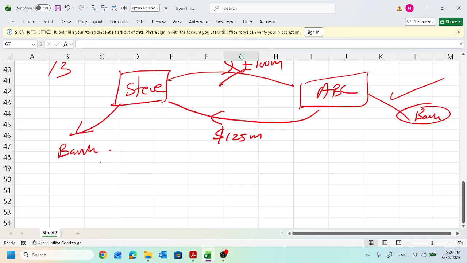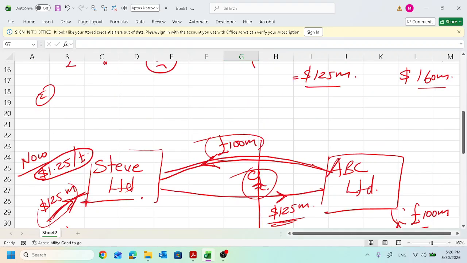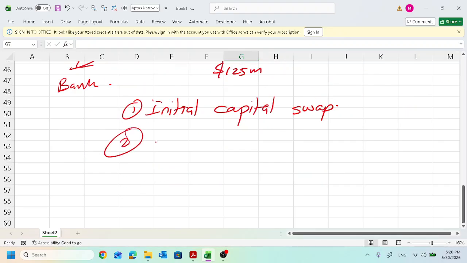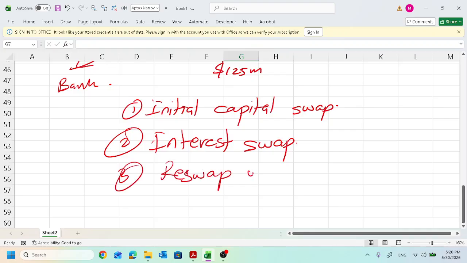So there are three cash flows you need to remember. First one, the initial capital swap. What is that? This one. Each of them borrowing at their best rates and giving the capital to the other, the initial capital. Two, each year interest swap. That I will explain more when I do the calculation. Three, reswap of the principal or capital. The initial amount, they are returning it. This is it. This is currency swap.